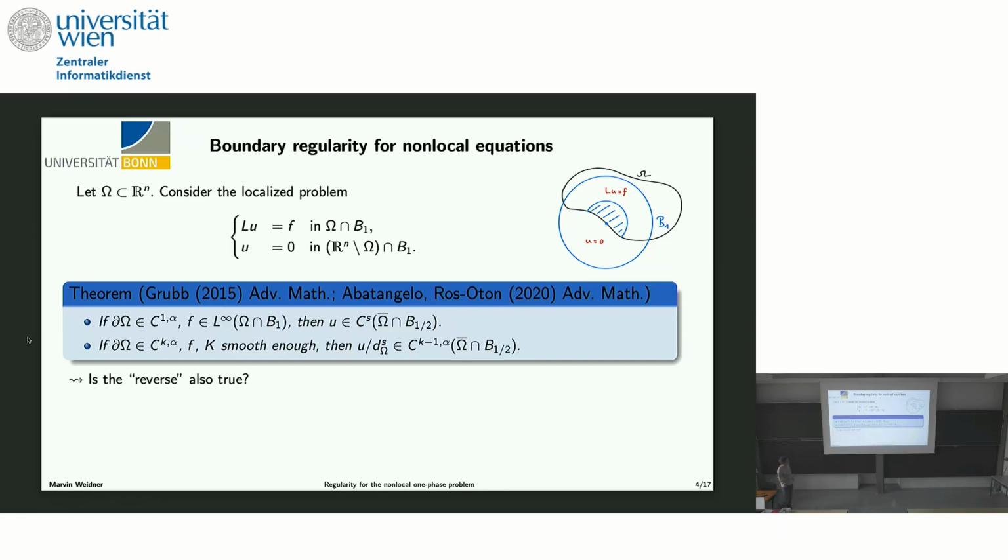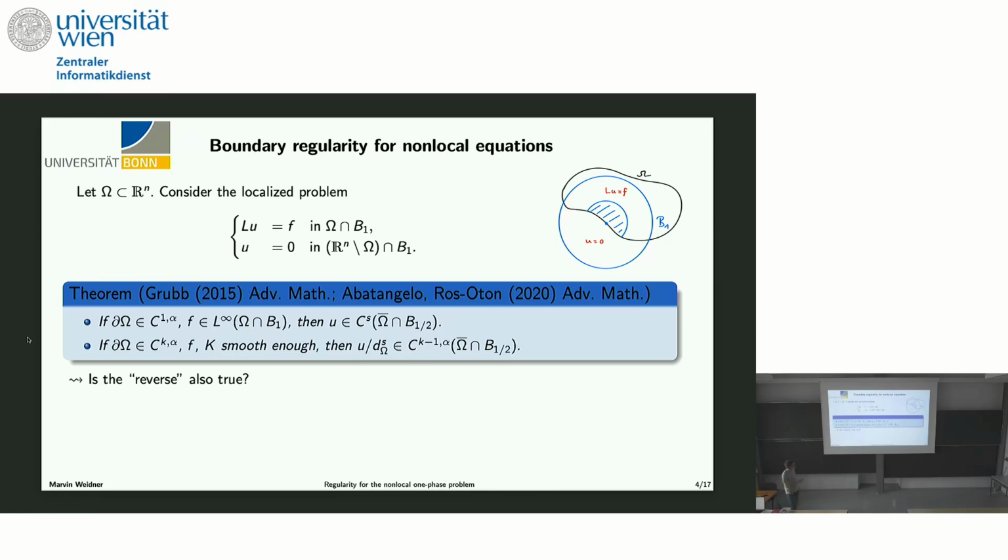So it turns out that when you look at the same problem as on the previous slide, so you solve the Dirichlet problem, written here in a localized setting, then of course if your domain is C^{1,alpha} and your right-hand side is L infinity, solutions will only be C^s. That's what I told you already before. But when your domain is nice enough, and your kernel and your right-hand side are also nice enough, then when you take the solution u and divide it at a point x by its distance to the boundary to the power s, this quotient as a function of x can be much more regular. It can be C^{k-1,alpha}.